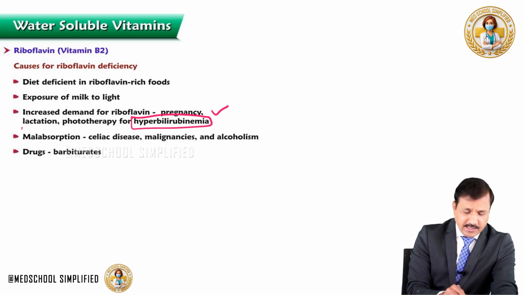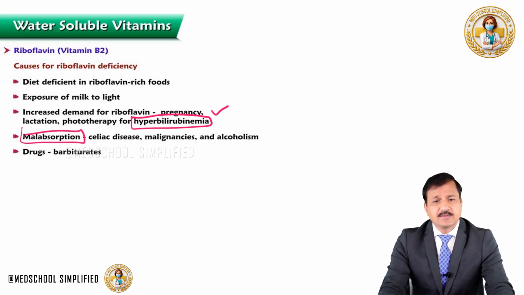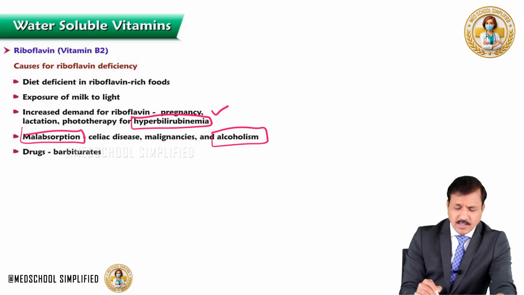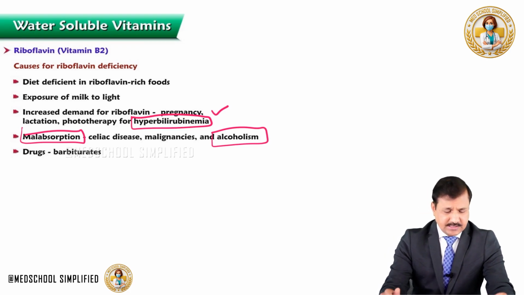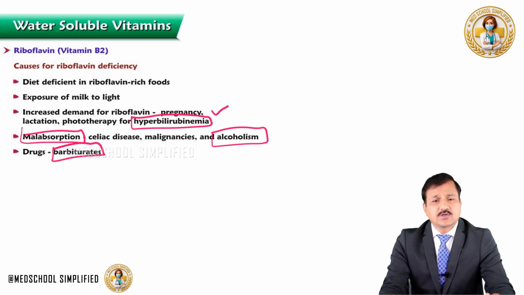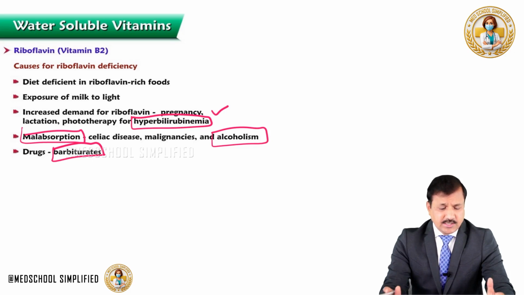And also, if there is any malabsorption disorder going on in the patient, malabsorption can be celiac disease, malignancies, even alcoholism, because alcohol is an anti-vitamin. So alcoholism can also lead to riboflavin deficiency. And consumption of drugs like barbiturates also interferes with riboflavin absorption in the intestine, and it can also lead to riboflavin deficiency. So these are the causes for riboflavin deficiency.